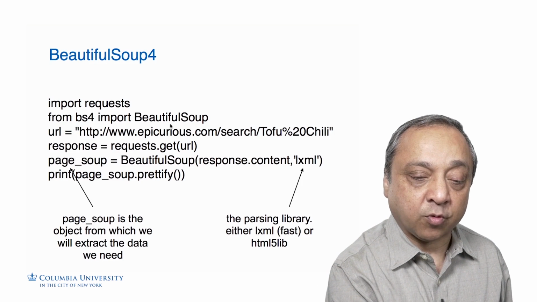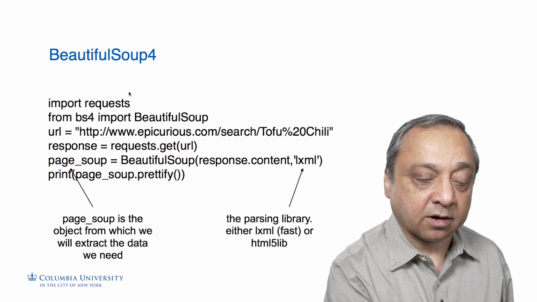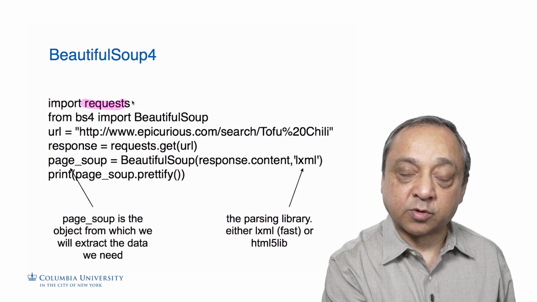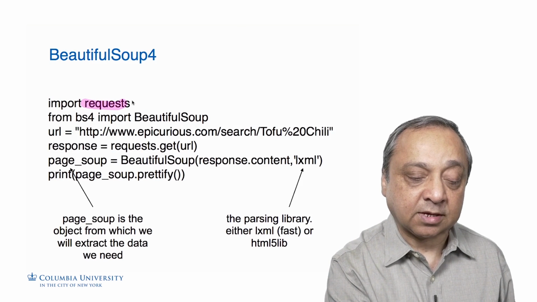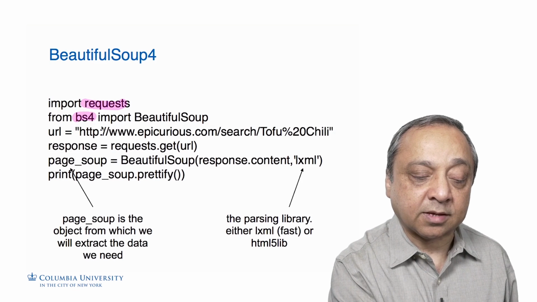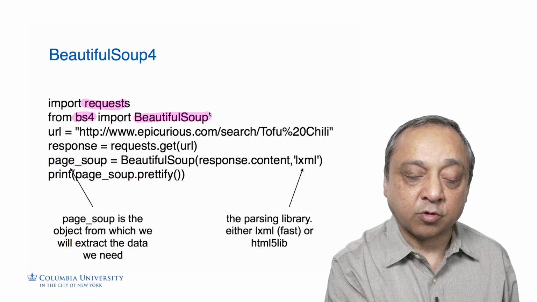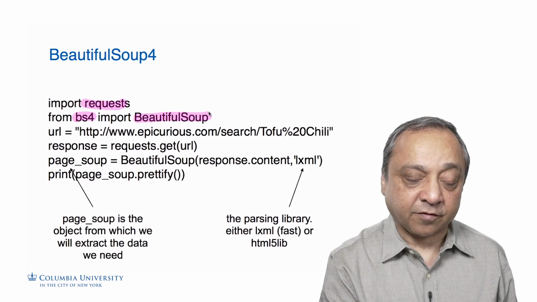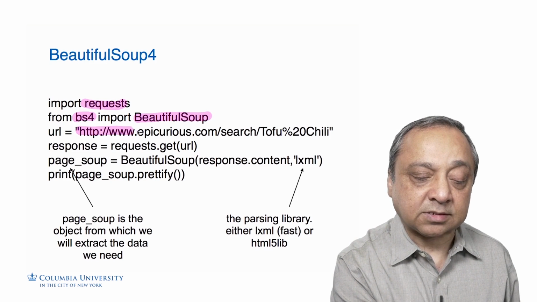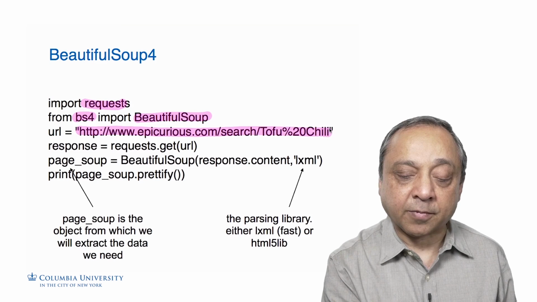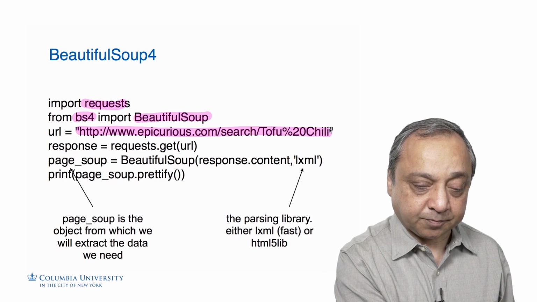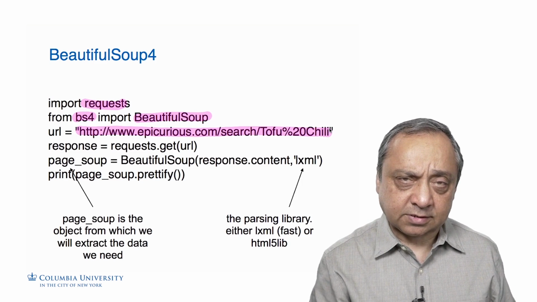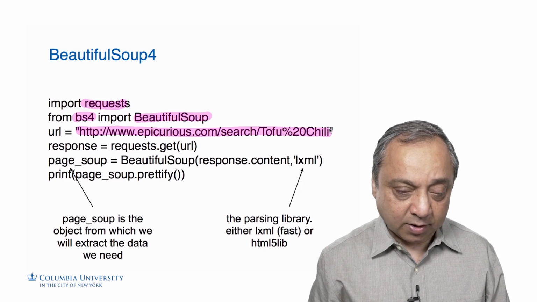But before that, we will import requests, because requests is our main library for dealing with HTTP requests and responses. And then from BS4, we import the BeautifulSoup class definition. So we have that stuff here, and we're going to scrape this page on Epicurious. All right. So again, we did this last week, but let me just walk through this very quickly again.